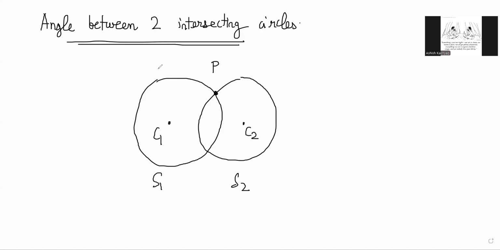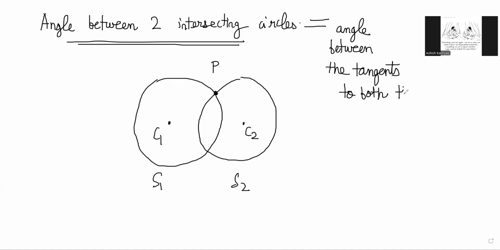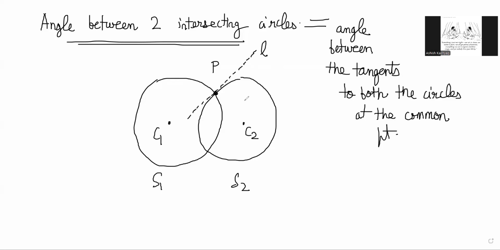So the angle is actually the angle between the tangents to both the circles at the common point. Tangent to this circle here, this is the line L, which is tangent to S2. And similarly, you can draw a line M. Actually, this line will pass through C2, and C1 will also pass through.